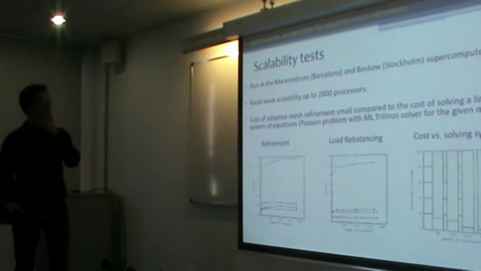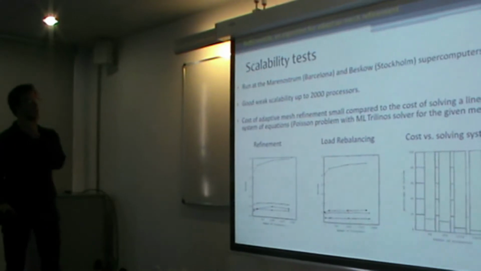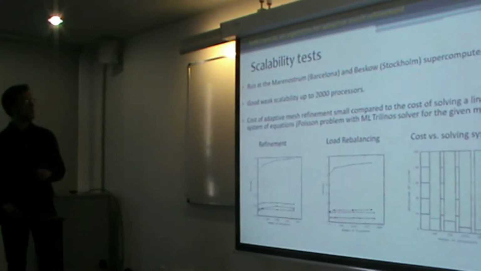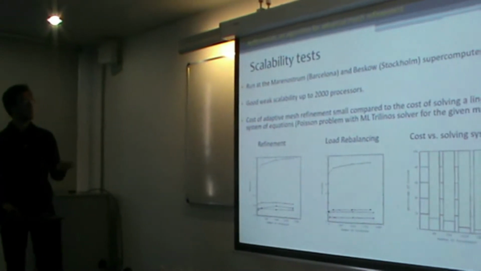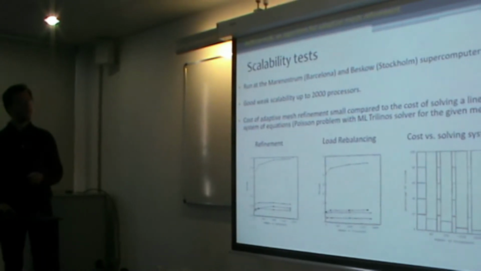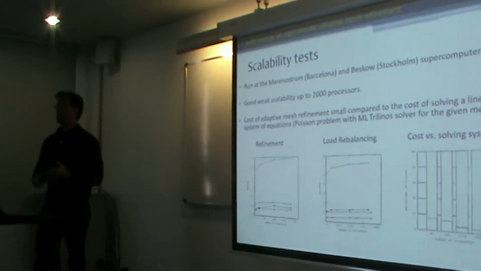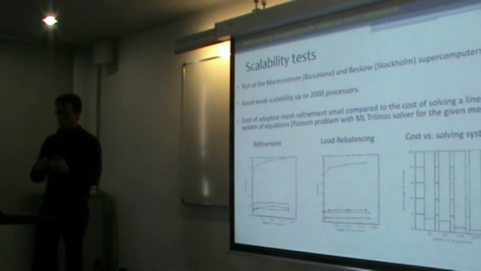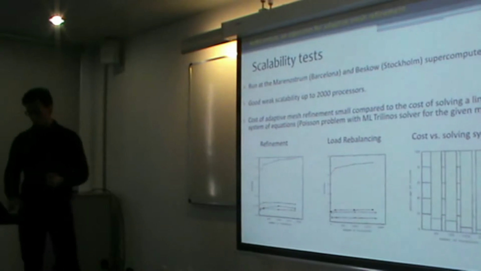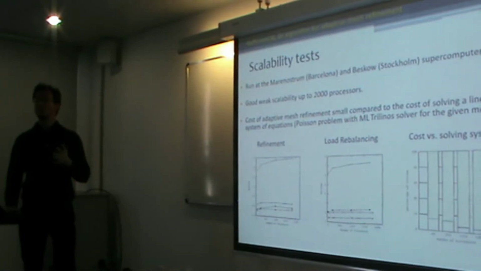Okay, so we also perform some scalability tests for this adaptive refinement library, and we have a good weak scalability up to 2,000 and even 4,000 processors, and the cost of the adaptive mesh refinement process is small when we compare it to the cost of solving a linear system in the same mesh.